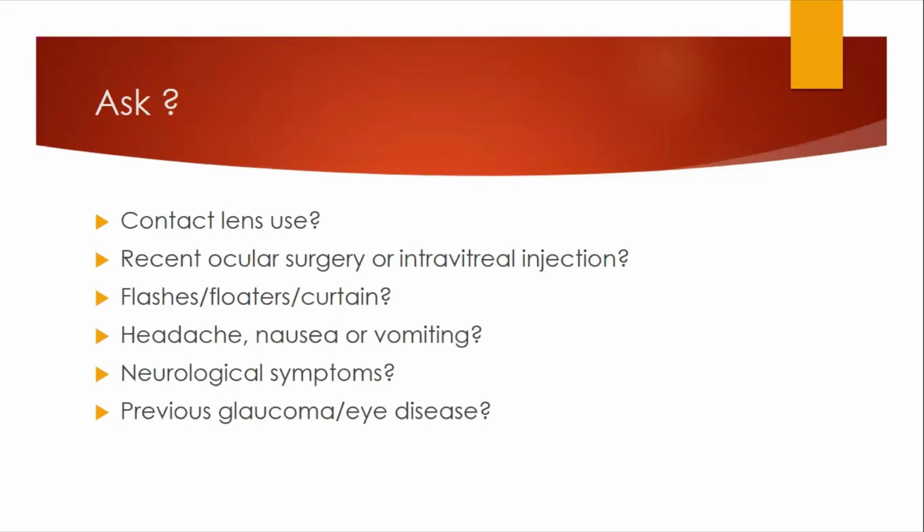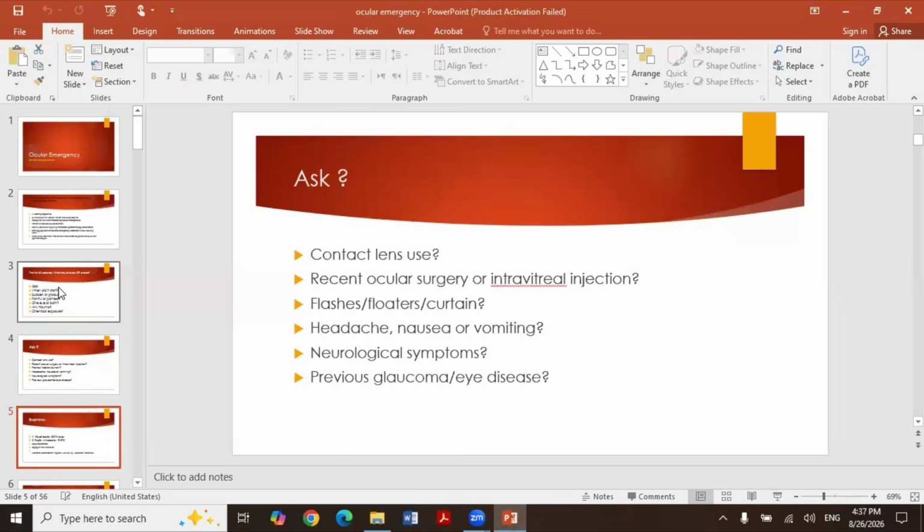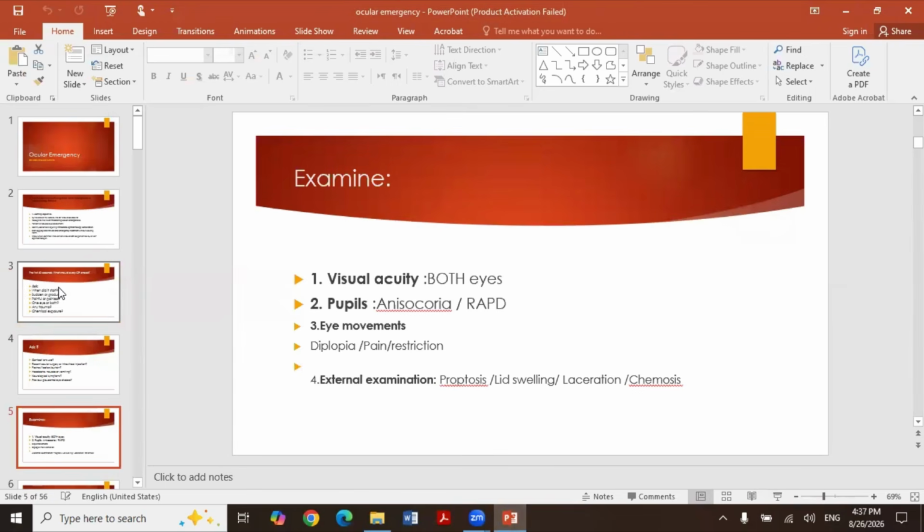We should ask if there is headache, especially if associated with nausea or vomiting, and ask about neurological symptoms. The most important neurological symptoms are diplopia, loss of visual field, and severe headache, especially with nausea and vomiting, to rule out increased intracranial pressure when we examine for papilloedema. And we should ask about previous eye disease, especially glaucoma.